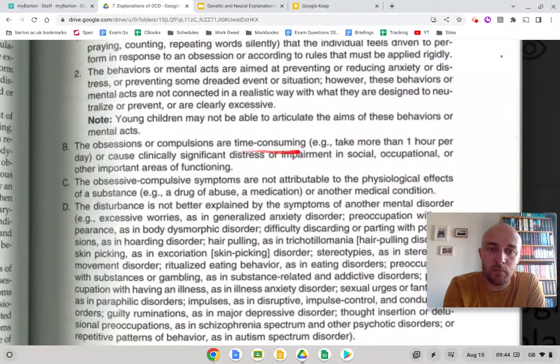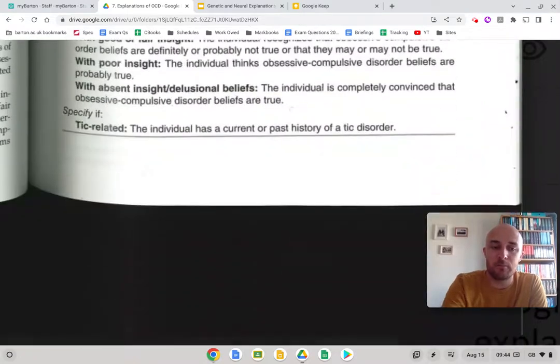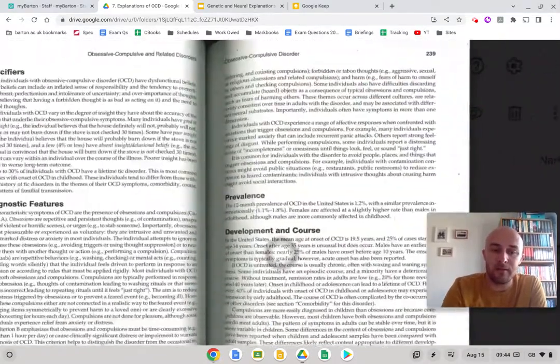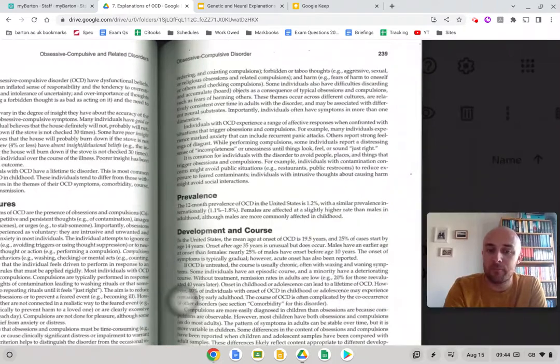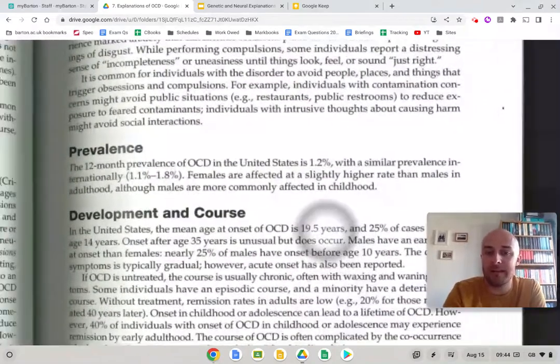The obsessions or compulsions are time consuming, so they have to take up more than an hour a day, and they need to cause significant distress. There's a couple of others that I'm not too bothered about here, but if you have a look, there's a lot here. So the prevalence rate, let's look at how common it is.